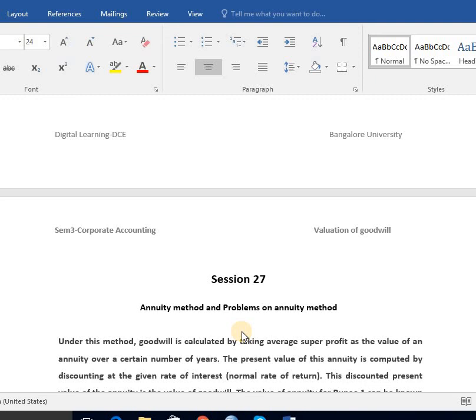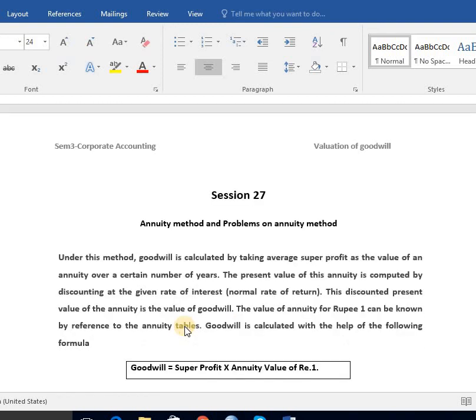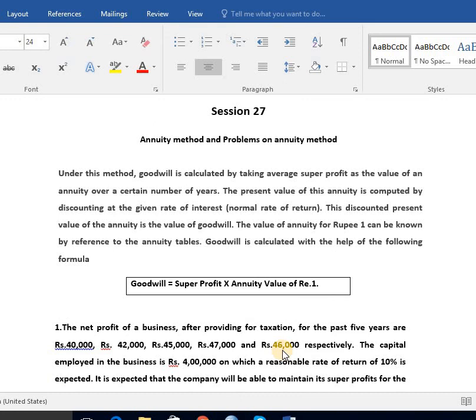How to calculate goodwill under annuity method? I will show you in a simple manner. Goodwill is equal to super profit into annuity value of ₹1. The problem will be given, and we must calculate the super profit. After calculating super profit, we will not calculate the annuity value. Annuity value will be given in the problem. Okay. So let me say 3.78, 3.41, 3.62 like that, right? You multiply that annuity value with that super profit, whatever the amount we get, that is goodwill.